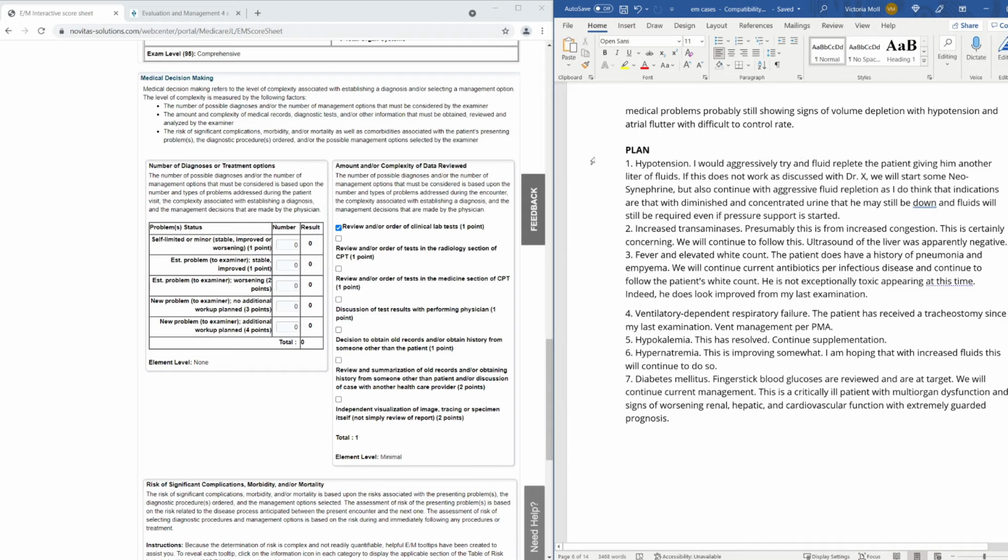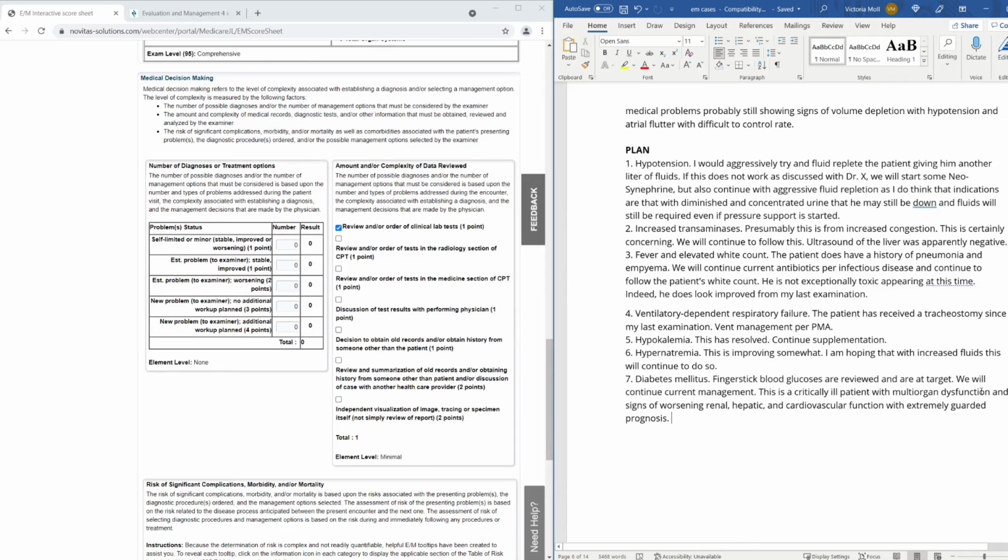Hypotension, now we need to determine, are they stable or are they worsening? So hypotension, does it say it's worsening? It doesn't say if it's worsening since last time. Ultrasound was negative. Continue antibiotics. He is not exceptionally toxic. This one he definitely says improved. Patient has received a tracheostomy. This is resolved, so that we wouldn't even code. This is improving. Finger stick blood glucoses are reviewed. Continue current management. Critically ill patient with multi-organ dysfunction and signs of worsening.